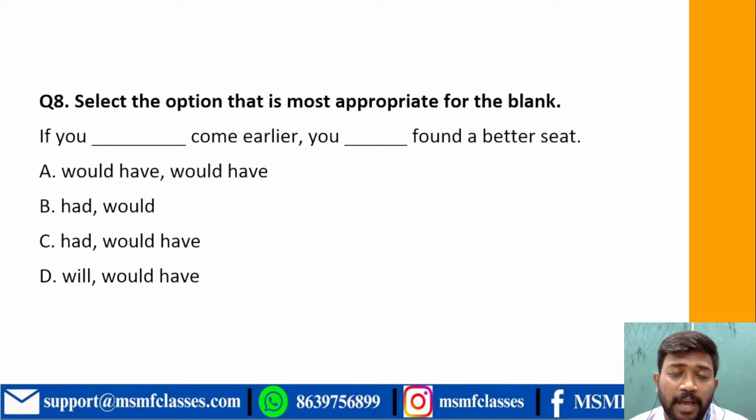So for type 3 we have the structure: if plus past perfect tense plus would have or could have, which we use in the blank. So that makes the correct sense here. So I suggest you all learn the if conditionals. We have four conditionals: type 0, type 1, type 2, and type 3. Surely we'll have 2 to 3 questions relevant to if conditionals. So these four structures must always be in your mind.